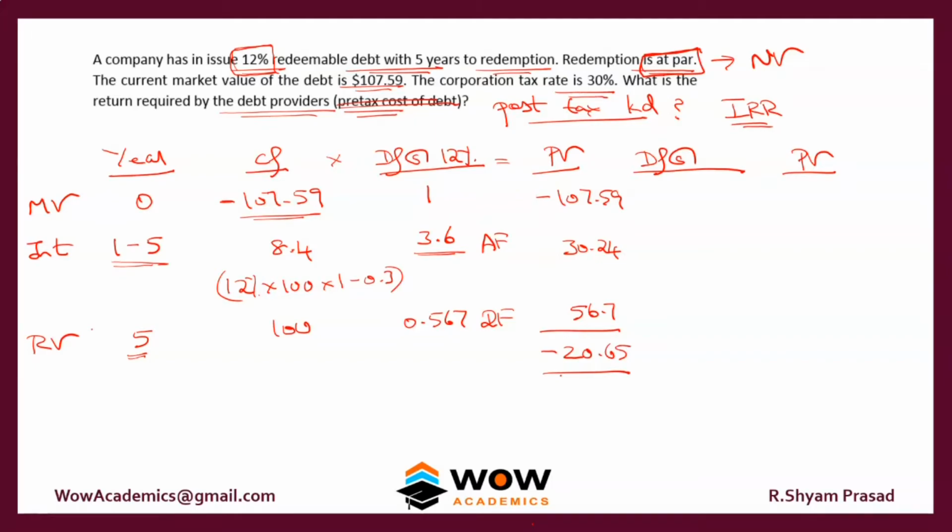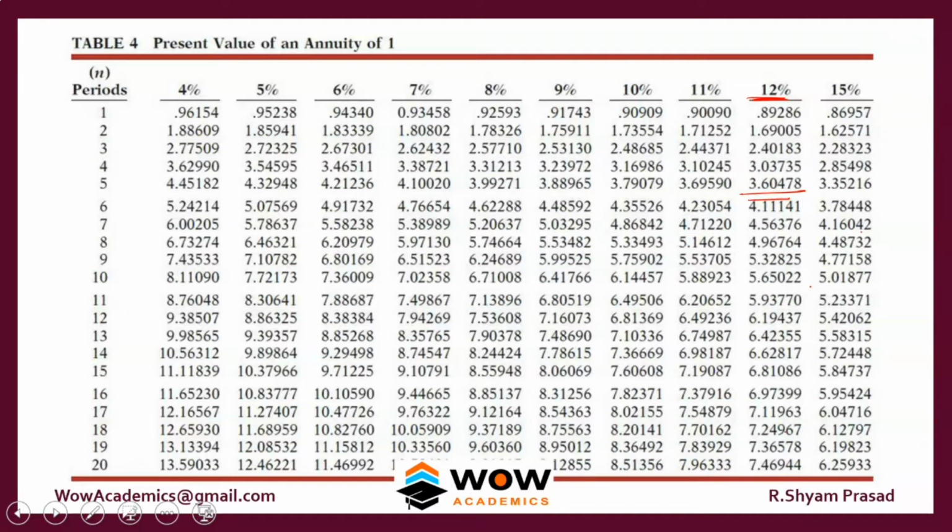Okay, so now what we have to do is, as we get a negative NPV here, we have to take a lower discount factor. So we'll take a lower discount factor, something like 6, and we'll do the same procedure. The first year number is always 1, so that is not a problem. We have to get the annuity factor of 6% for 5 years, and it comes to 4.212.